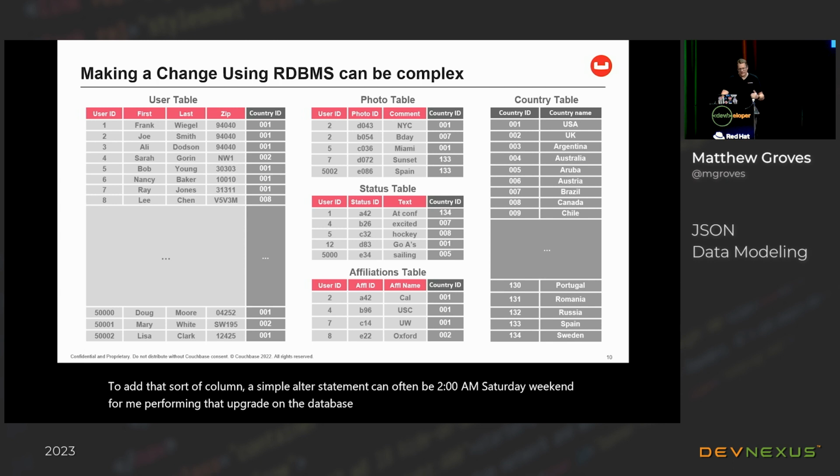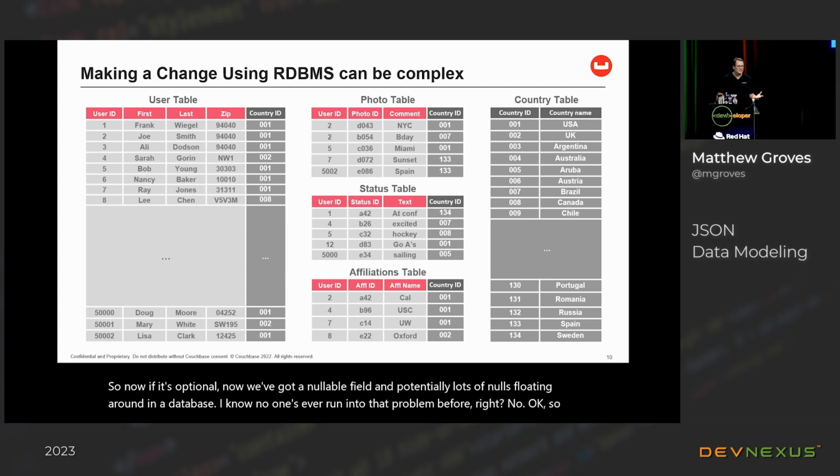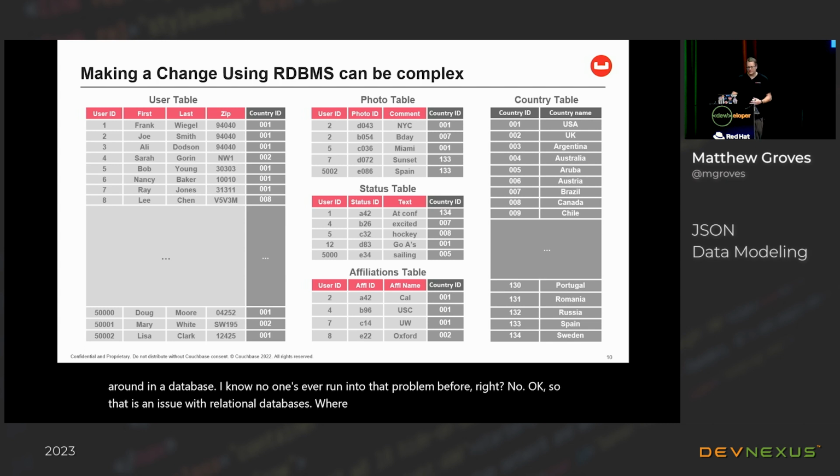Also, in this case, what if country doesn't make sense for every single row in a table? What if some are physical objects and some are digital objects? Does it make sense to put a country on a digital object? So now, if it's optional, we've got a nullable field and potentially lots of nulls floating around in a database. I know no one's ever run into that problem before, right? Yeah? No? Okay.